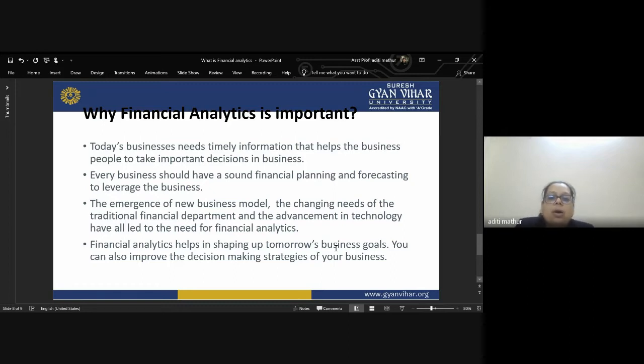The emergence of new business models, the changing need of the traditional financial department, and the advancement in technology have all led to the need of financial analytics. So the new models we are coming up with, right? आजकल तो बहुत सारे ऐसे businesses हैं, you know that they are on the basis of app.